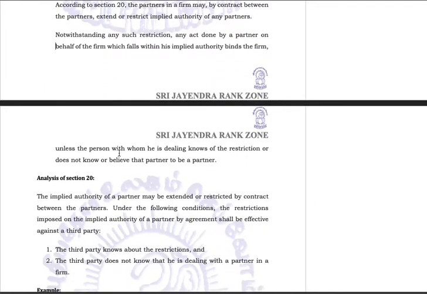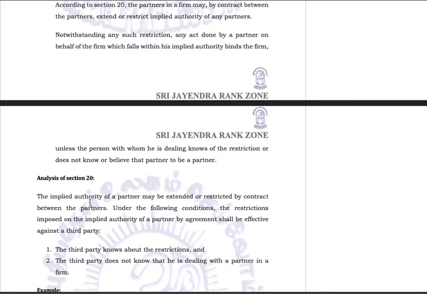Unless the person with whom he is dealing knows of the restriction, or does not know or believe the partner to be a partner. So the act of the partner will bind the firm, but if the person he is dealing with knows that the partner has no authority, then it will not bind the firm, because that person knows the partner is acting beyond his authority. So he is dealing with the partner at his own risk, not at the risk of the firm. Or he does not know that he is a partner of the firm; he is dealing with that person in an individual capacity, not as a partner of some firm.